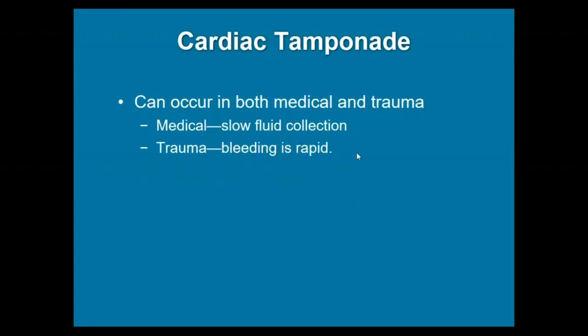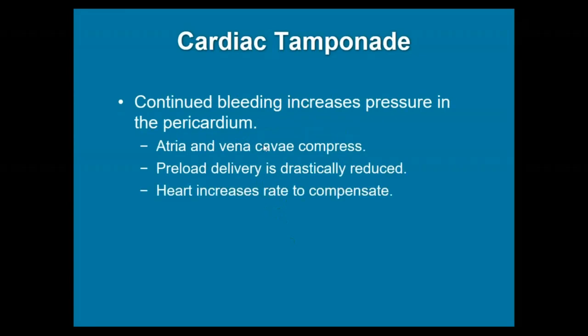In a medical situation, this comes about slowly. Trauma, it happens quickly. You usually have the heart muscle, the myocardium itself, bleeding. It depends on what vessels are involved as to how fast that fills up and how quickly the signs and symptoms of cardiac tamponade develop. Okay. As the atria and the vena cava are compressed, then preload delivery decreases, heart rate increases to compensate.